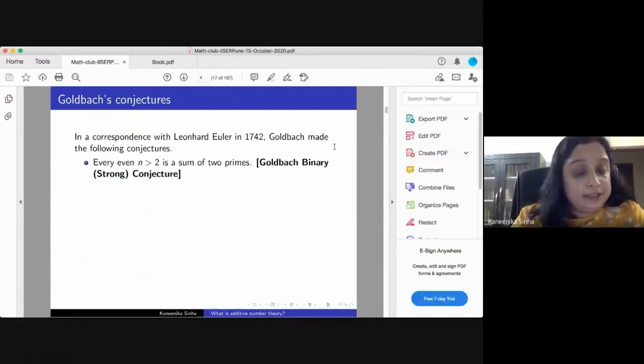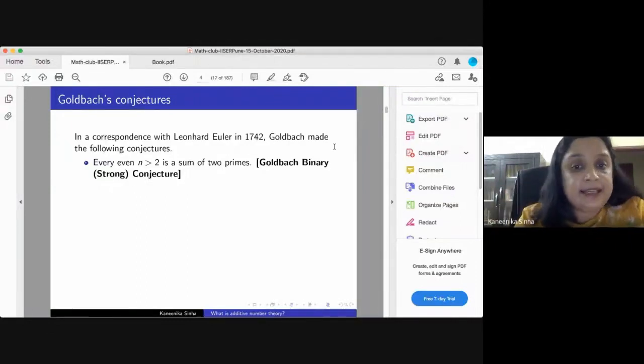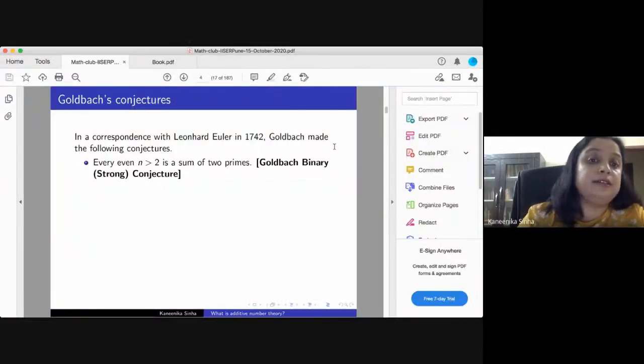And they're extremely interesting because they say that you actually don't need that many primes to build up all the numbers, okay, when you're putting them together additively. So the Goldbach binary conjecture says that every n greater than 2 can be written exactly as a sum of 2 primes. Okay, this is also called the strong conjecture. It is still an open problem.